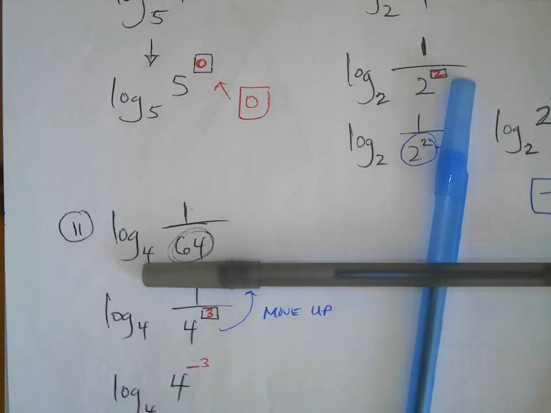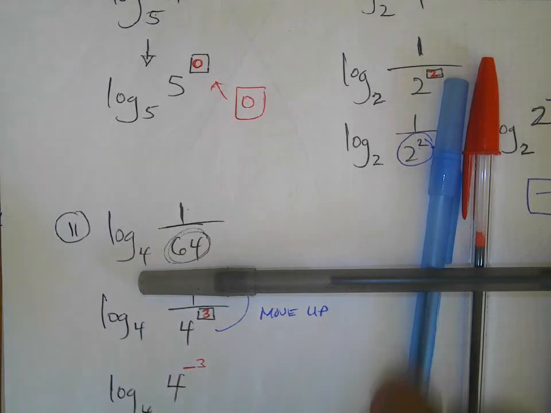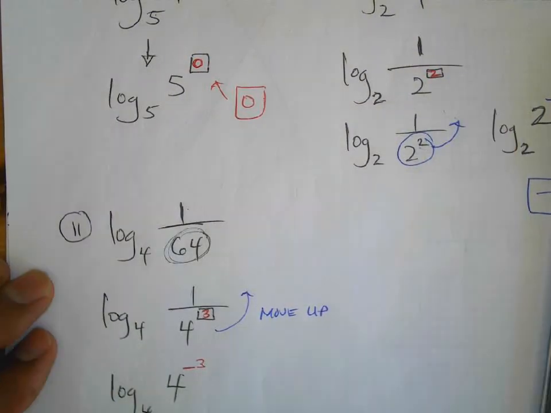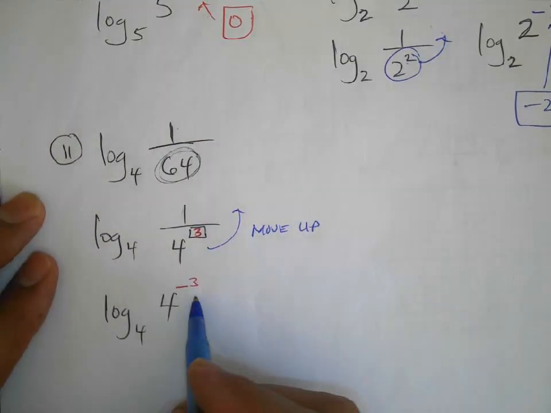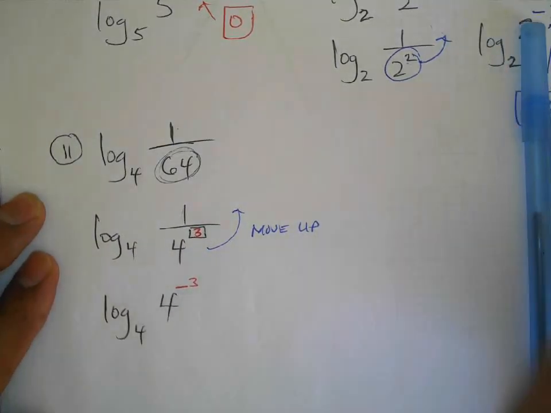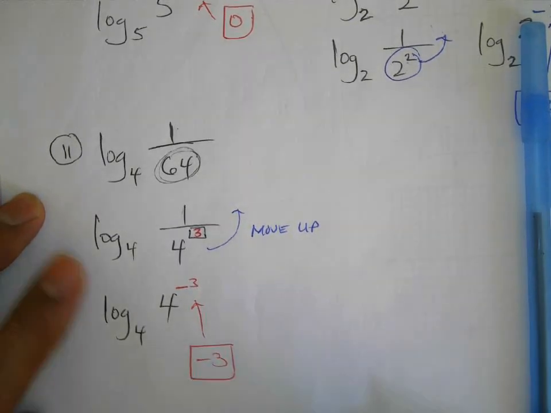Okay, give me a second. Okay, I was finishing this. We moved it up. When you move it up, change the sign. These match. Your answer is this exponent here, in this case, negative 3.